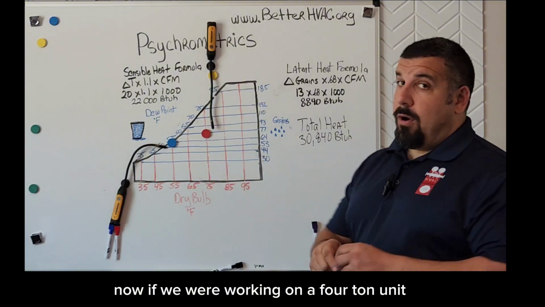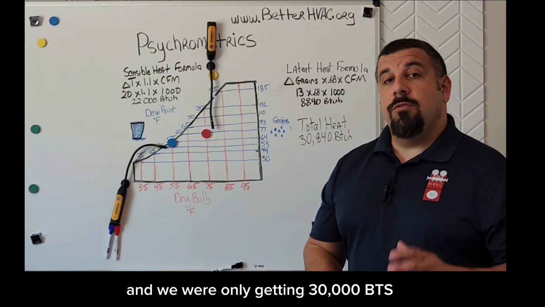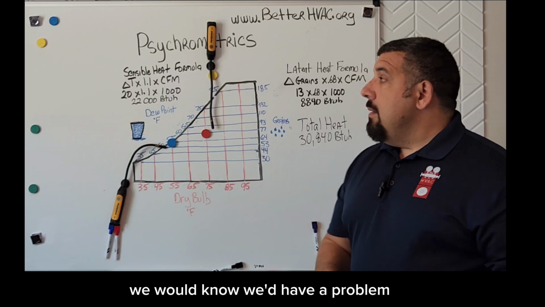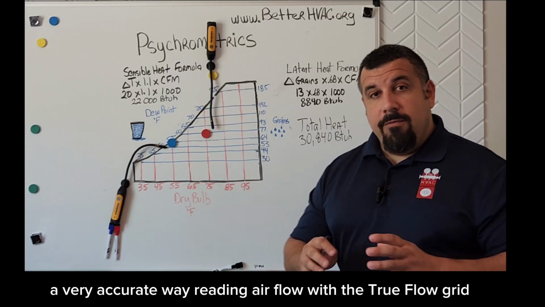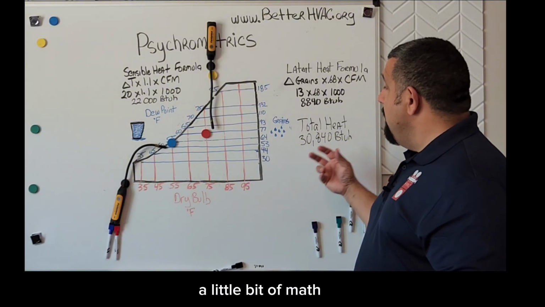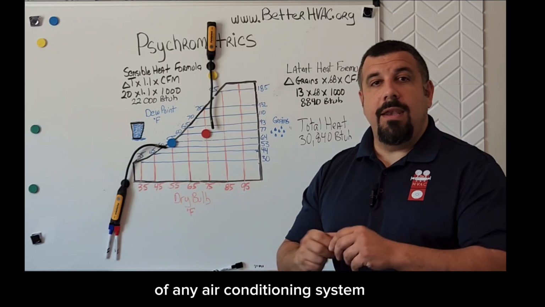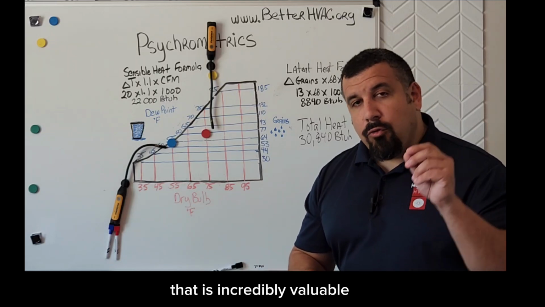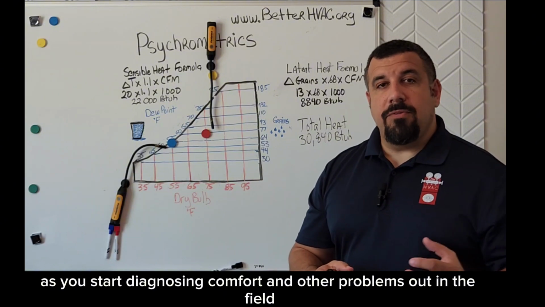Now, if we were working on a 4 ton unit and we were only getting 30,000 BTUs, we would know we'd have a problem. But it just goes to show how, using psychrometrics, a very accurate way of reading airflow with the TrueFlow Grid, and a little bit of math, we can now start measuring the delivered capacity of any air conditioning system. That is incredibly valuable as you start diagnosing comfort and other problems out in the field.